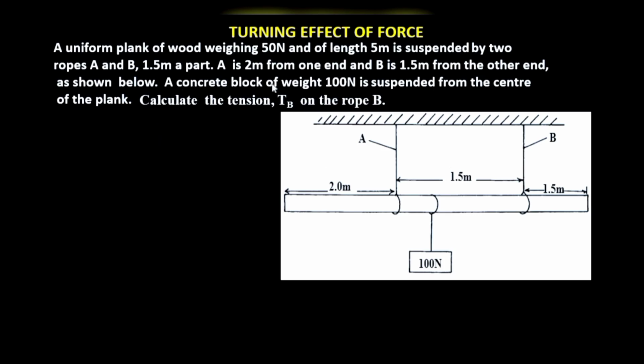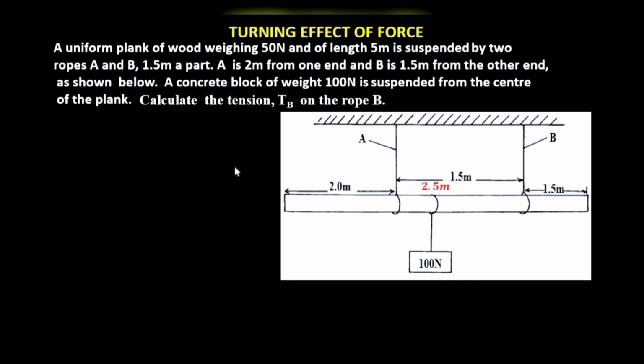A concrete block of weight 100 newtons is suspended from the center of the plank, and therefore calculate the tension T on the rope B. We are told that the 100 newtons weight is suspended at the center, so the center is 2.5 meters since the length of the plank is 5 meters.